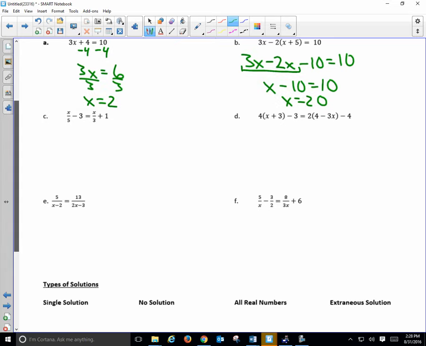What makes C more difficult? X is in the numerator. You have fractions, huh? Anybody hate fractions? Okay, I hate fractions too. So let's get rid of them. What is the common denominator? 15, right? So watch. I'm going to multiply everything by 15.